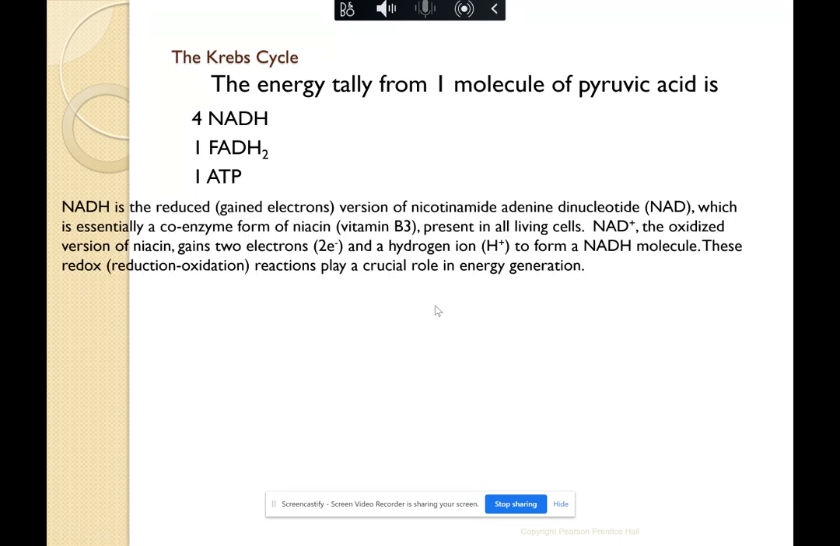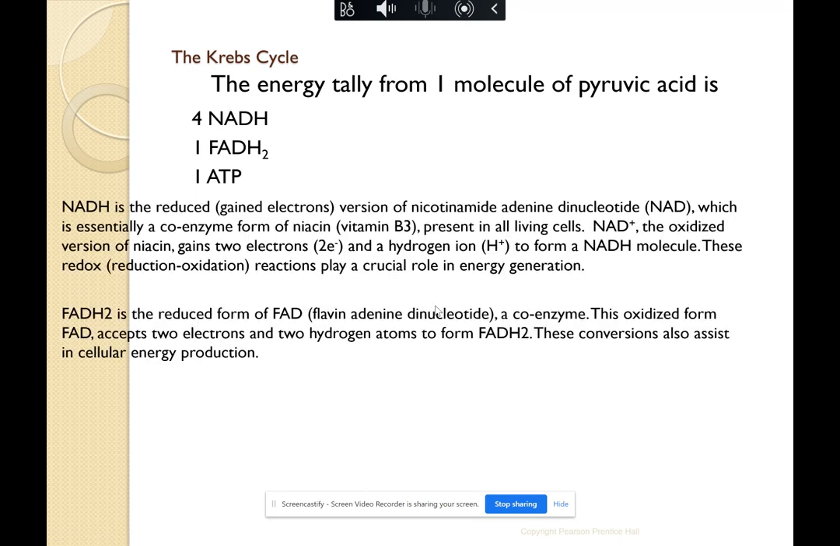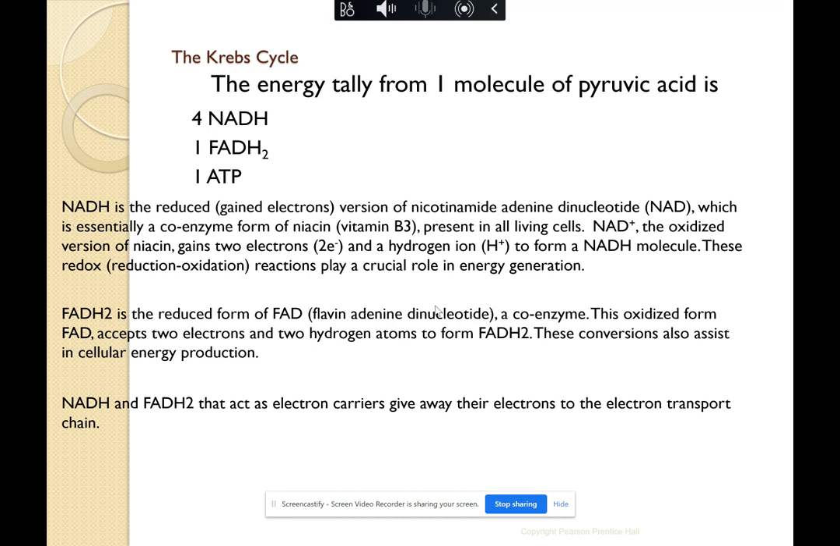Okay, this is just a little bit of information to remind you what NADH and FADH2 are. Again, they're electron carriers. They're derived from vitamins. So when we talk about energy production, it's not only the glucose, it's also the other nutrients that are in the food that you take in every single day. Okay, and those electrons are going to be carrying energy.